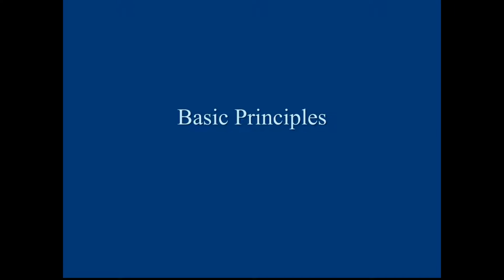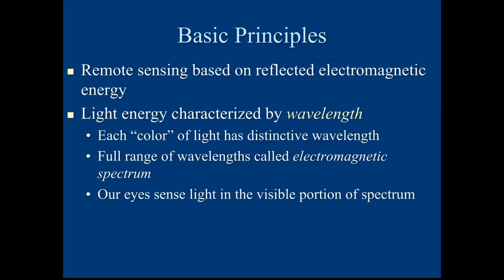This next section, we're going to discuss the basic principles of remote sensing. The main idea behind remote sensing is the storing of reflected electromagnetic energy by a sensor that is distant from the object being sensed. The reflected electromagnetic energy is commonly referred to as light. Light energy is characterized by a wavelength, and each wavelength defines a distinctive color. Examples of colors would be red, orange, or yellow.